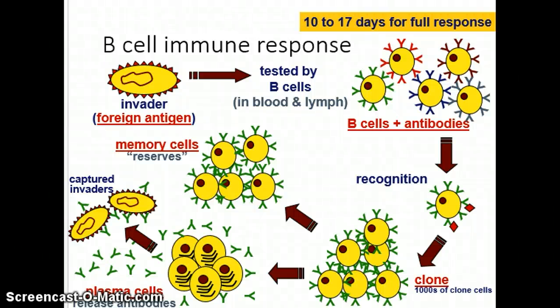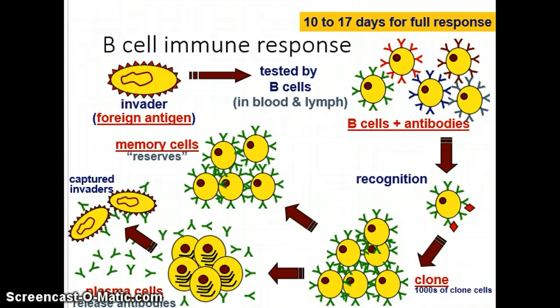So this is the next part, actually part 5 of our lecture here on chapter 43. So looking at the B cell immune response, we have an invader, a foreign antigen, present on the entire invader. So it's something present on the entire invader that is noticed by a B cell. And so the B cell binds to this antigen, and in turn, that causes the B cell to get activated and to start producing clone cells.